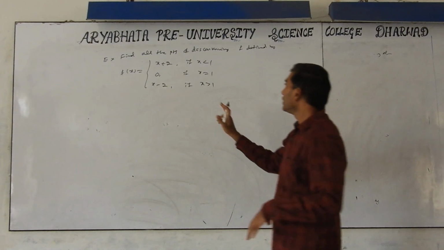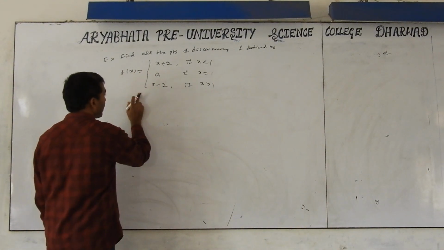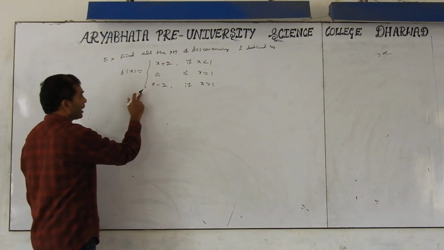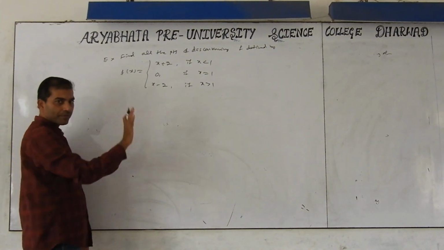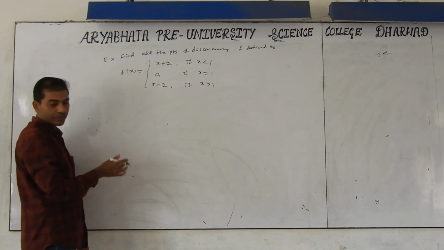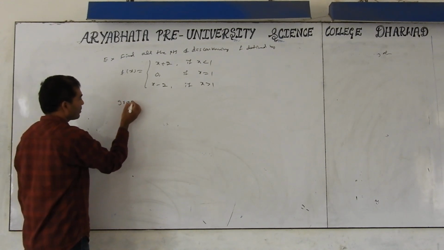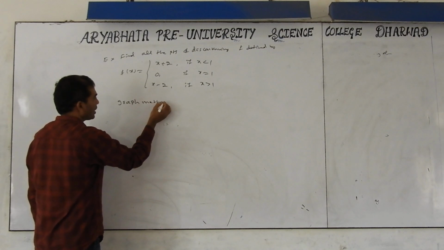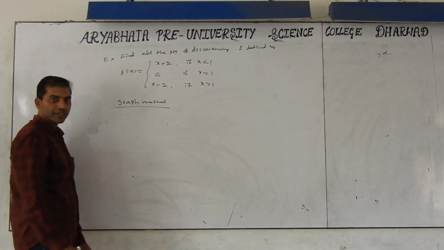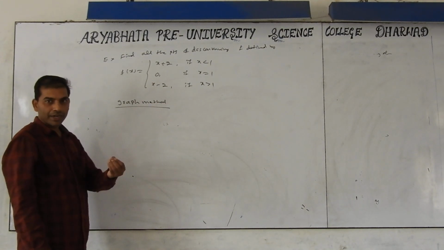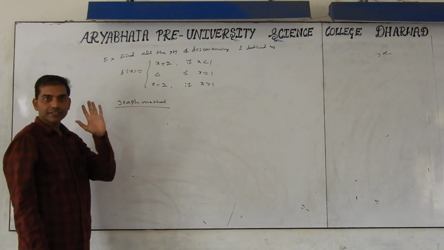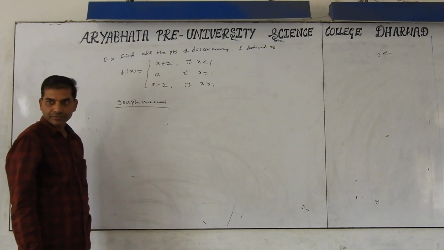So listen, this is to discuss the other points. We can explain in two ways. One is by the graph method, another one without graph. So first let us discuss the graph method, how to identify whether it is continuous or not. At whatever point it has a break, there it is discontinuous.